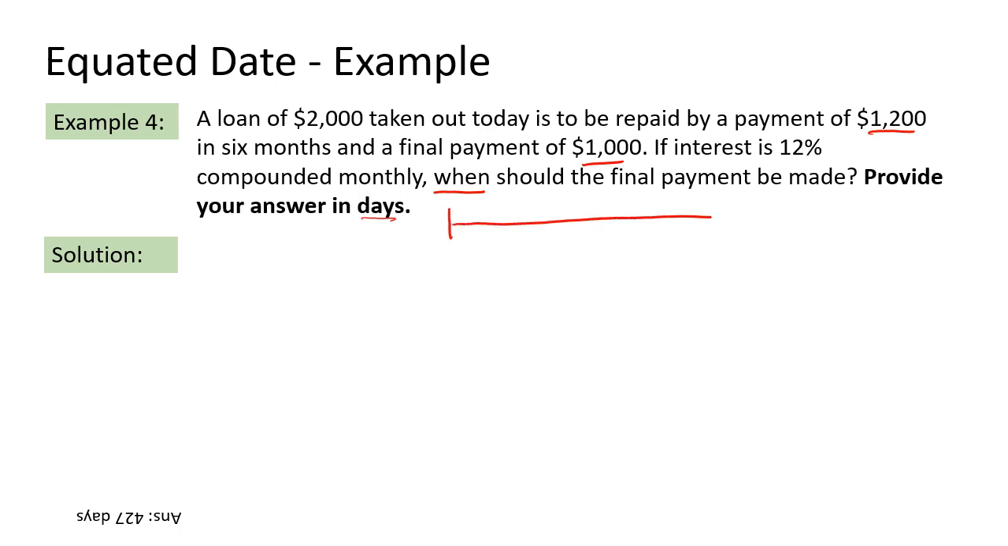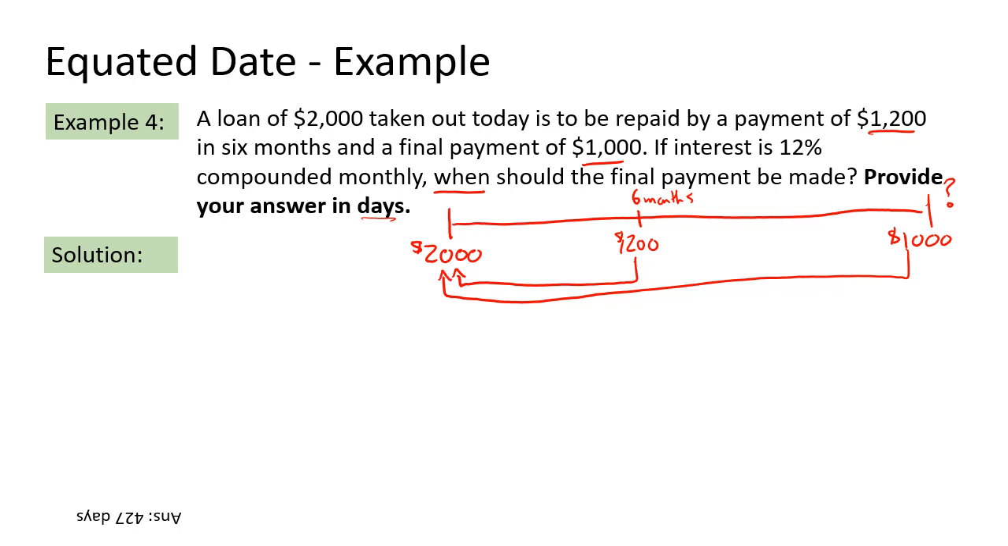So you start with a graph, and you know that today, the loan is worth $2,000, and you're making two payments. You're making one in 6 months, so we'll call it 6 months, for $1,200, and you're making another one at the end. You don't know when it is, but you know that it's $1,000. So these are at different periods in time. Our first step is we have to place them at the same time period. So I'm going to place them all in today's time period. In other words, our focal date will be today.